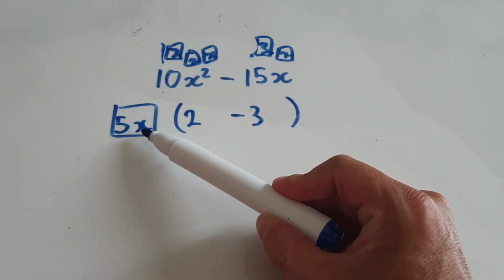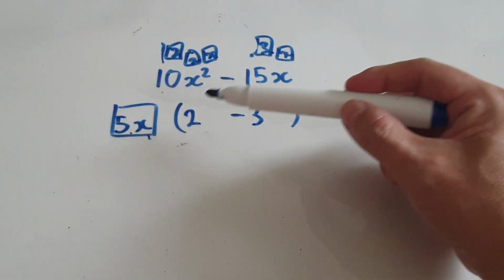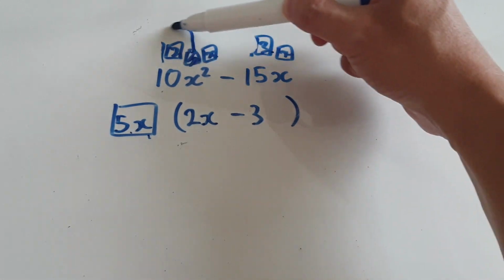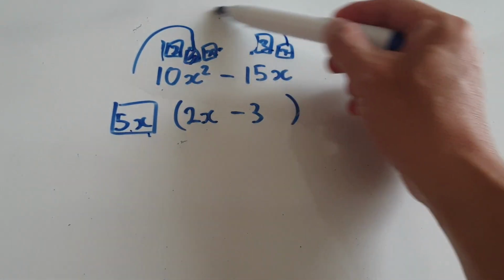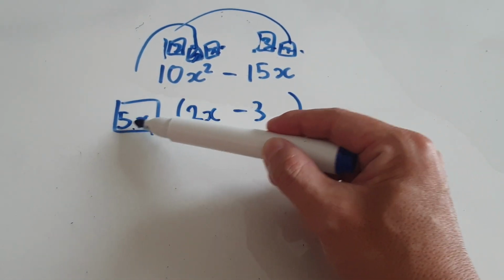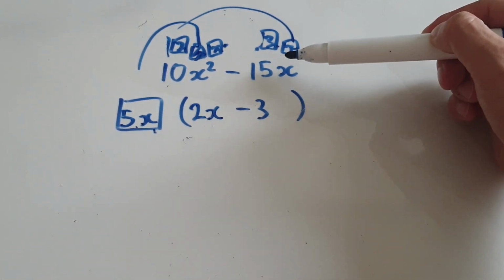Now let's try and think about this. 5x times what will give me 10x squared? Well, it turns out to be a block of x here, because if you drag out this block of x, there's still this one left. So now let's look at this one here. Remember, you also dragged out this block. So 5x times 3 would give you a 15x.